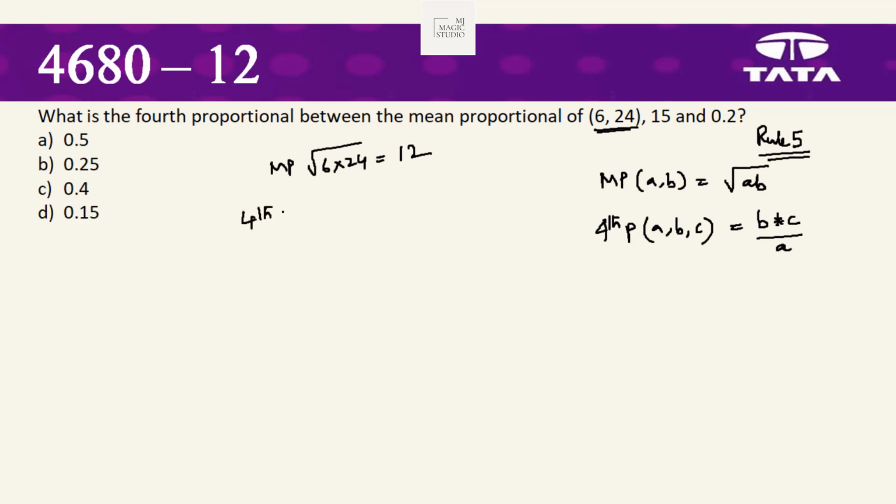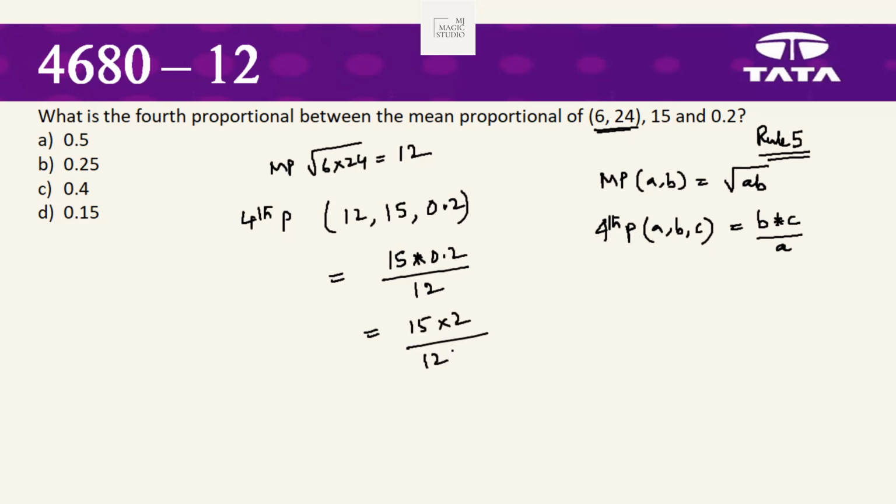Now we need to find the fourth proportion to 12, 15 and 0.2. And we know the formula, it is B into C divided by A. So 15 into 2 divided by 12 into 10. This goes 5, this is 3 and this is 4. That is 1 by 4. 1 by 4 is 0.25. So the fourth proportion to the given numbers is 0.25. That is in option B.